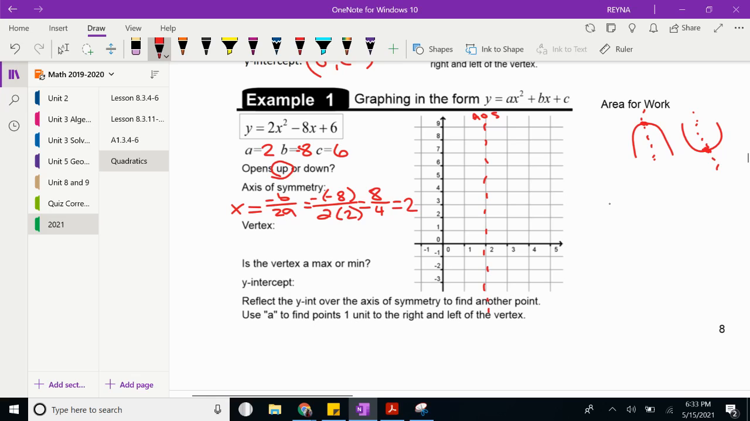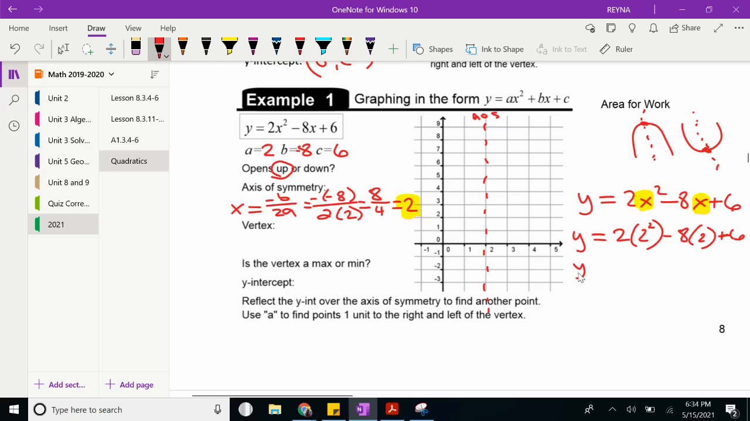So let's figure this out. I'm going to do the work on the side. The equation is y equals 2x squared minus 8x plus 6. What number are we going to use for x? We're going to use 2, because that is our axis of symmetry. So we're going to substitute it in. Okay, I want you guys to go ahead and simplify this. What do you get when you simplify it?